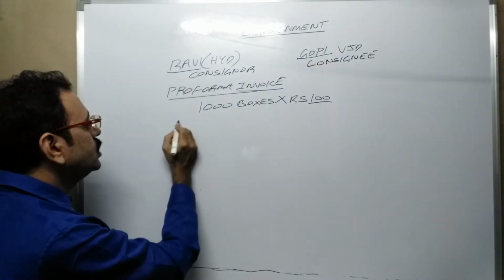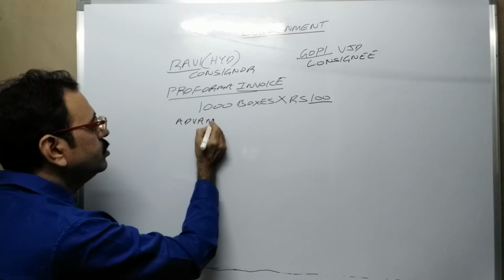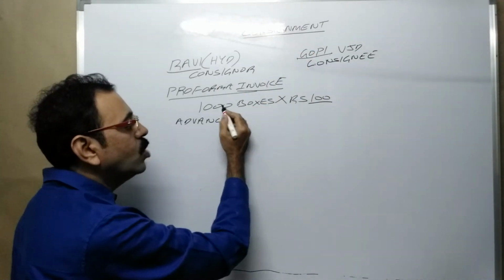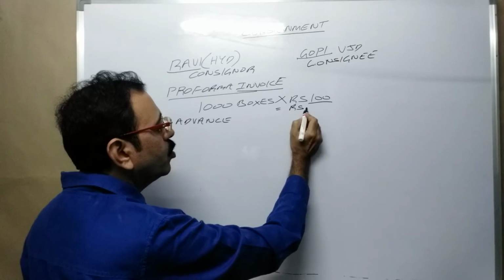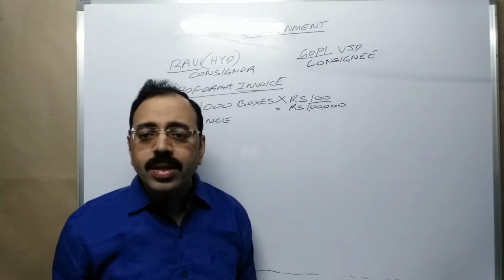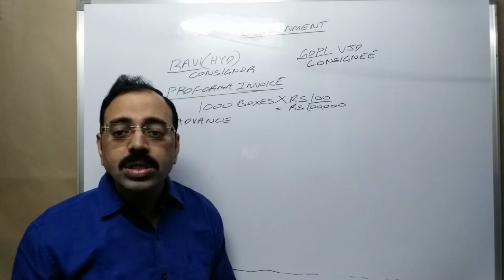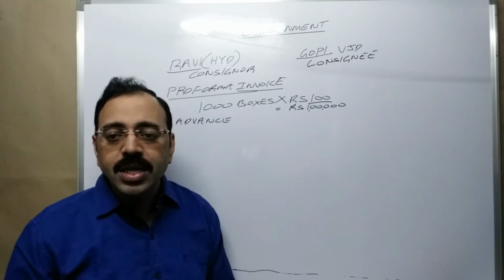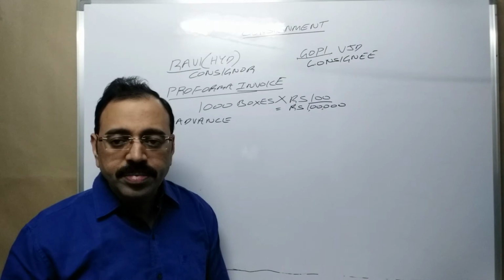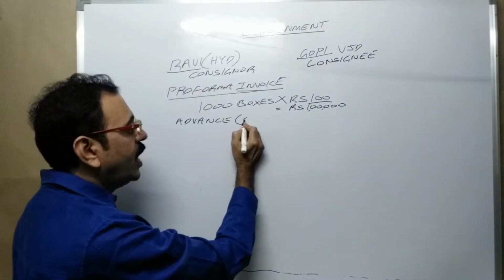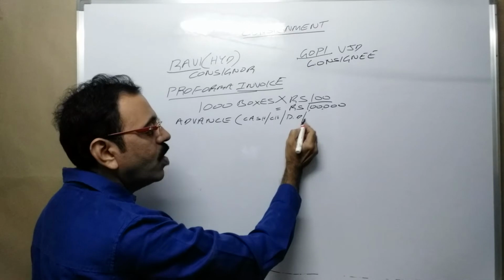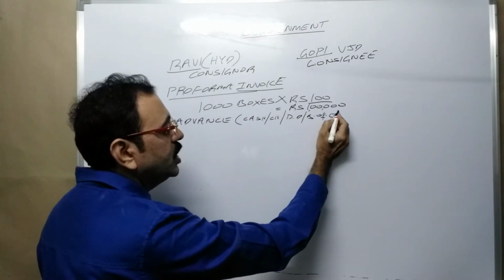Then second word is advance. How much worth goods consignor is sending to consignee? 1,000 boxes into 100 rupees is equal to 1 lakh rupees worth goods. Then he needs some advance because he is expecting some security from consignee. As a surety, sometimes consignor demands advance from consignee. Consignee may pay this advance in cash form or check form or demand draft form or bills of exchange form.